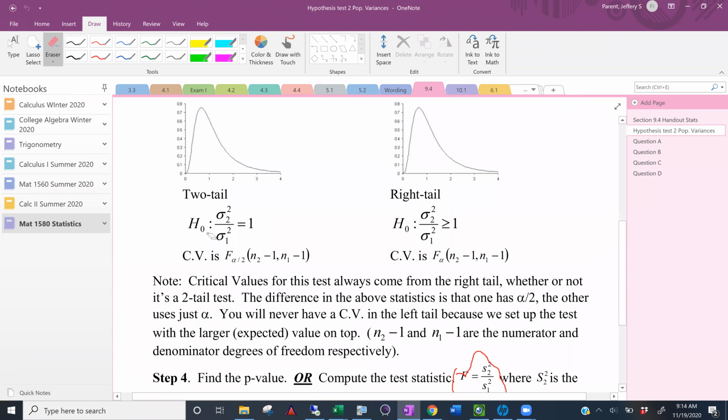Find the p-value. Now your p-value is going to come from the tails of the F distribution. Your numerator degrees of freedom is associated with your chi-square sub 2. Denominator degrees of freedom is associated with sigma squared sub 2 and sigma squared sub 1.